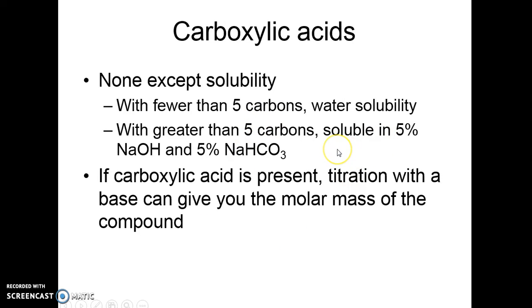Carboxylic acids are very hard to test besides the solubility. The only other thing you can do with a carboxylic acid is to titrate it with a base. There's a specific procedure you can follow to titrate it with a base to give you the molar mass of the compound. It's tough to do because it's a titration, and most students find titrations difficult, but you can do this to help identify your carboxylic acid.